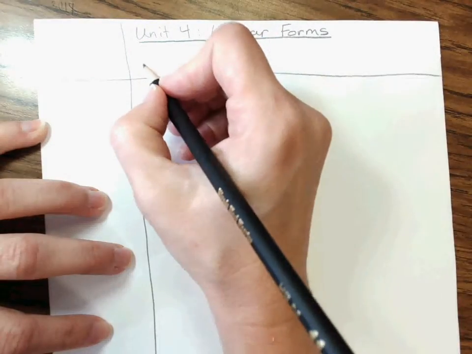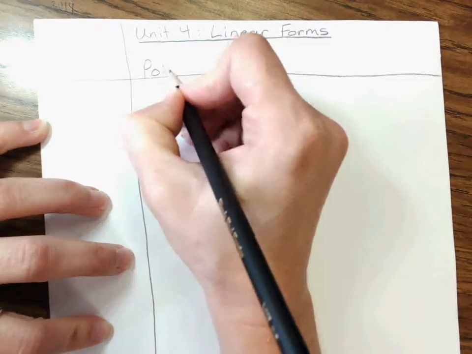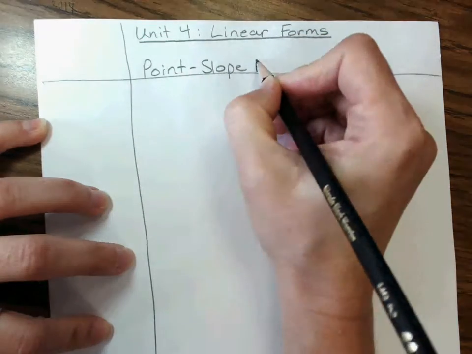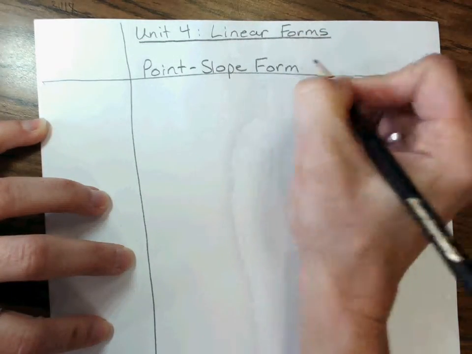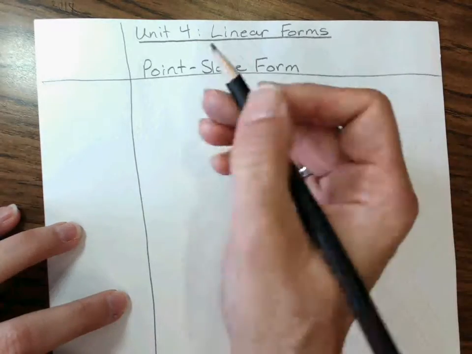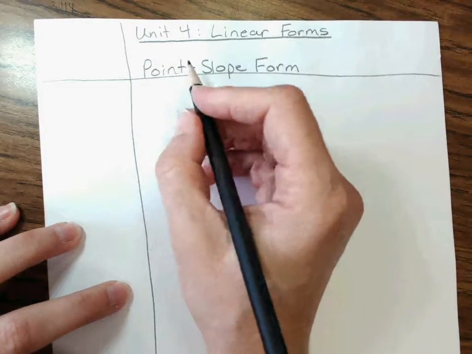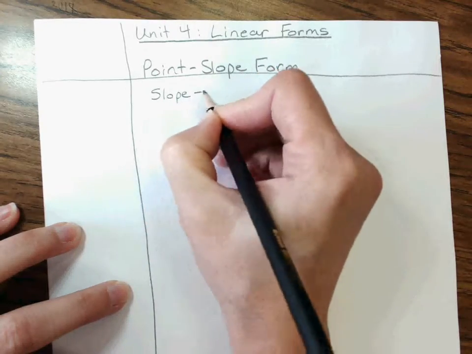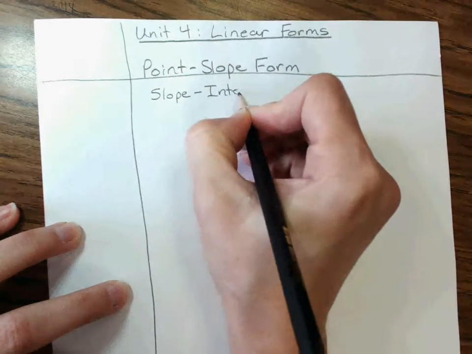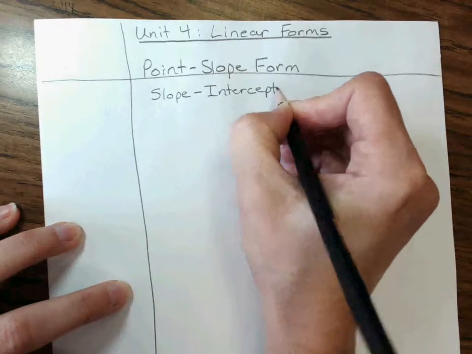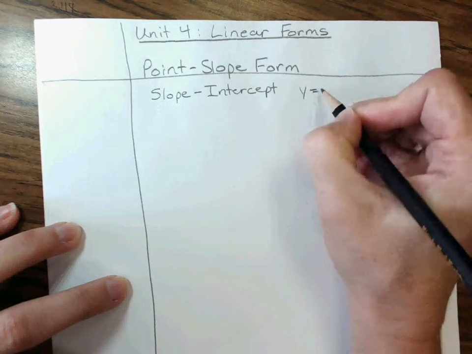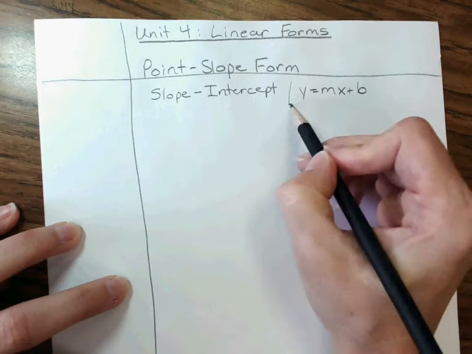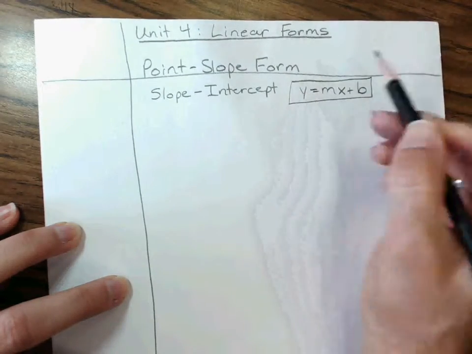Okay, for today, we are focusing on point-slope form. So, point-slope form of a line. So one thing that you already know, the first form of a line, which is called slope-intercept. The slope-intercept form of a line. And that is the equation y equals mx plus b. So go ahead and put a box around that because that's one of the linear forms.